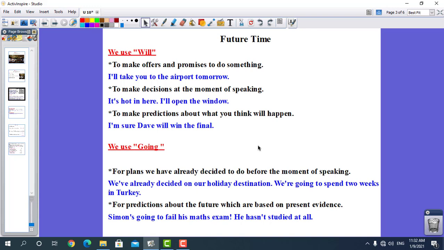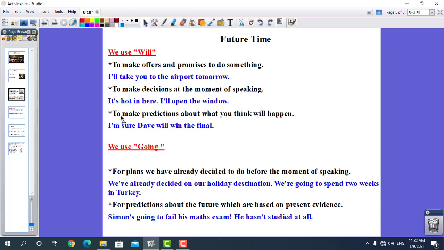We also have number two, to make decisions at the moment of speaking. Like, it's hot in here. I will open the window. Something like, I'm hungry. I will order something to eat. Someone else says, someone is knocking at the door. I will open the door.